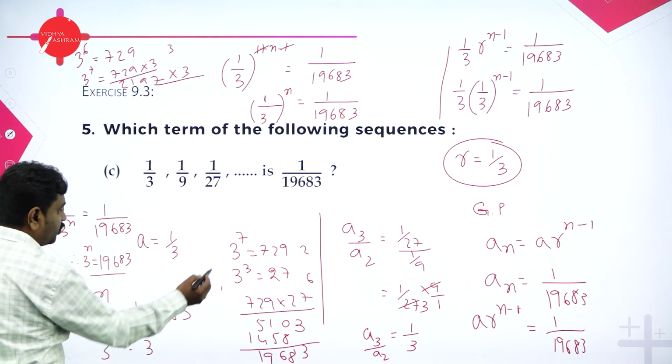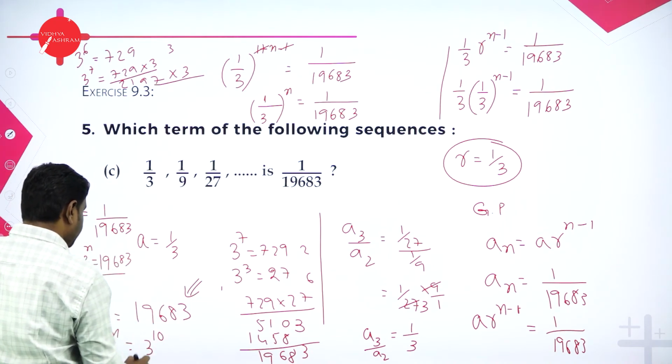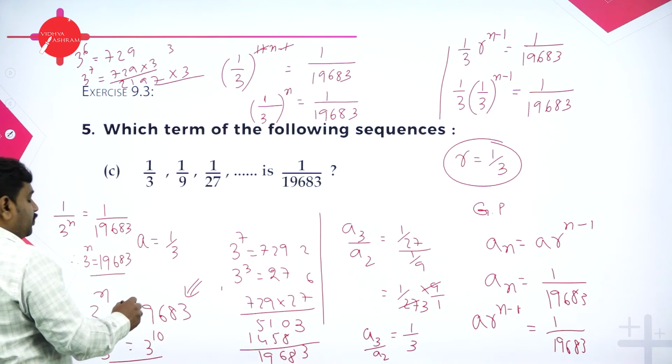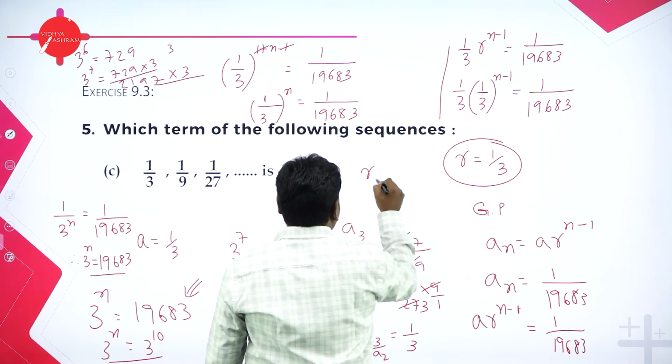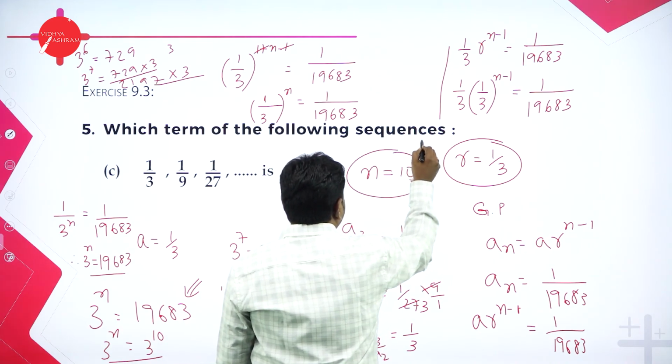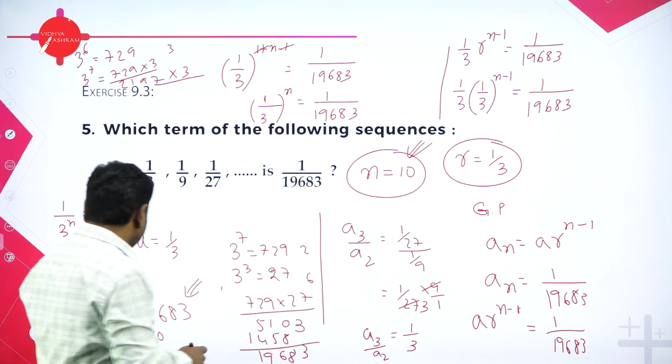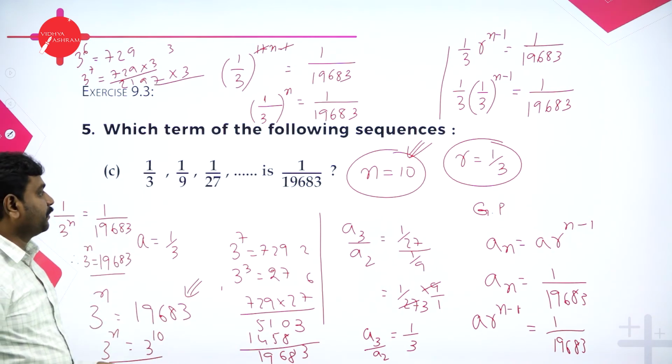So 3 power 7 into 3 cube means 7 plus 3, 3 power 10. Or you keep multiplying 3 ten times, you will get it. So by the method of comparison, bases are same, n value is 10. So the 10th term is the answer. 3 power n is equal to 3 power 10. So n is what? 10.